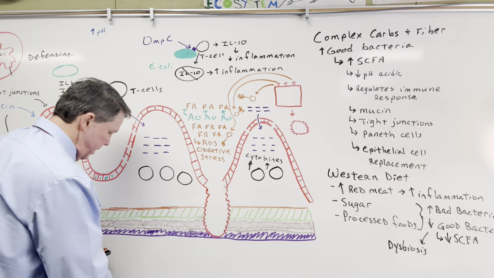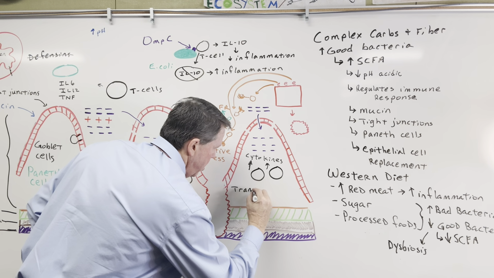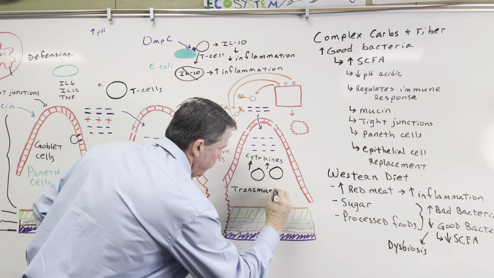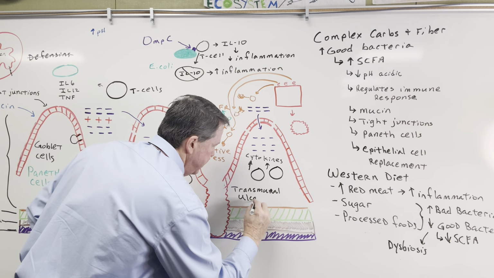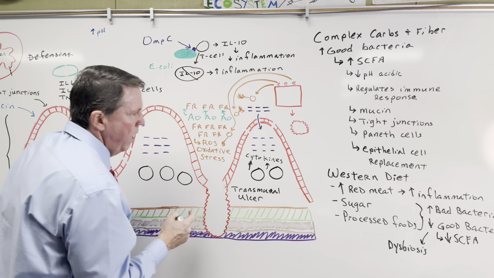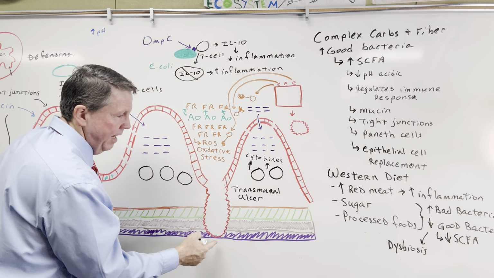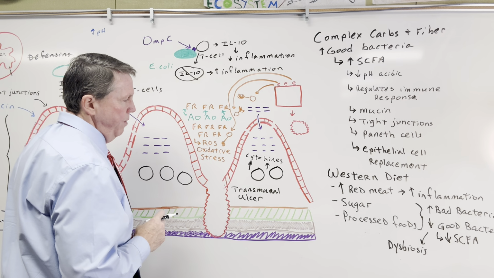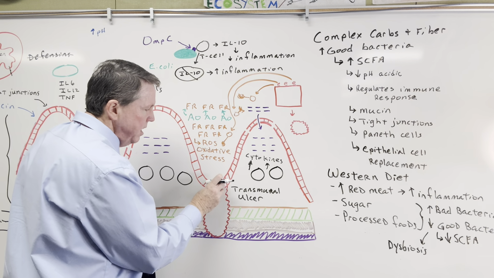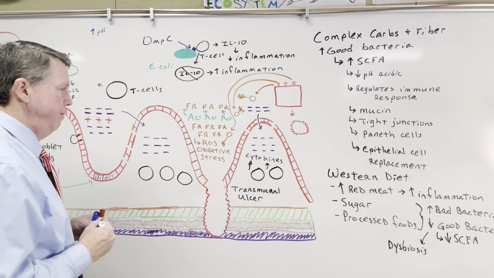So we're going to call this a transmural ulcer. A transmural ulcer is going to go basically from the mucosa to the serosa, right? It can actually go through it too, and I'll talk about that later on. But anyways, that's what's going to happen there. Because of the inflammation, it continues to eat away at the intestinal lining there.